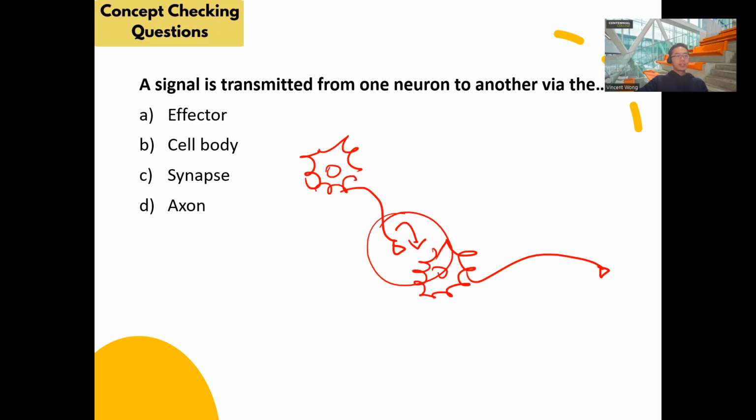Okay, and the correct answer is the synapse. The axon is how the signal gets passed down, and then when it goes from one neuron to another neuron, that location is called a synapse.